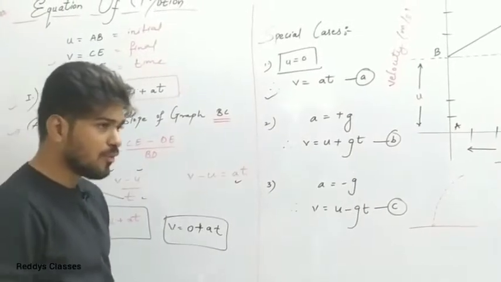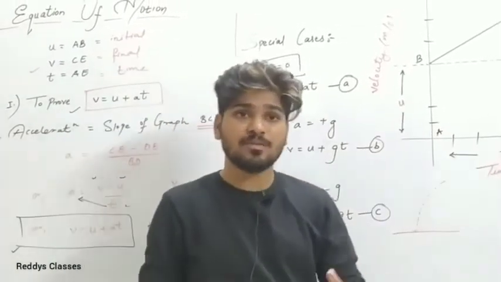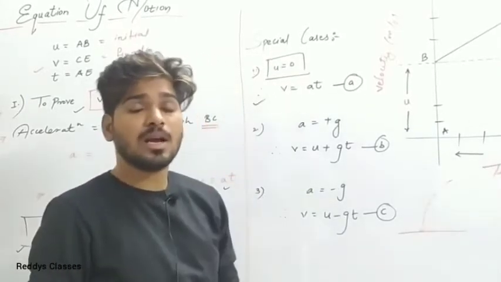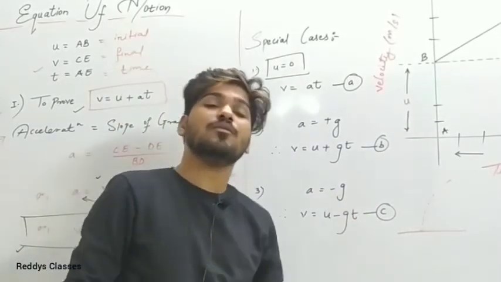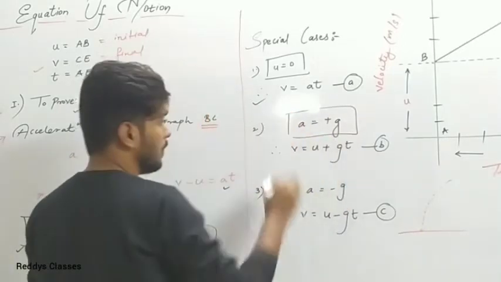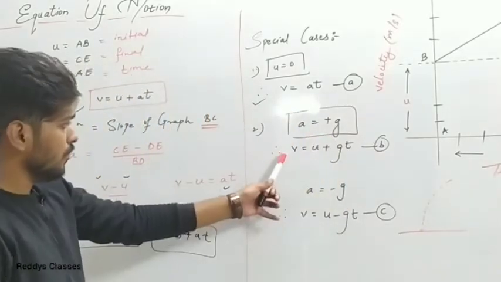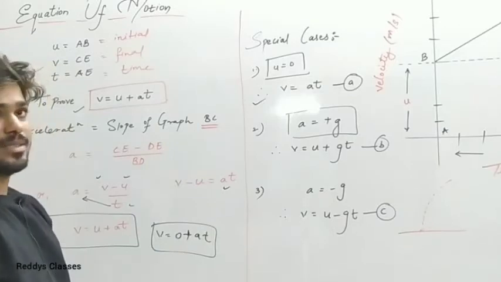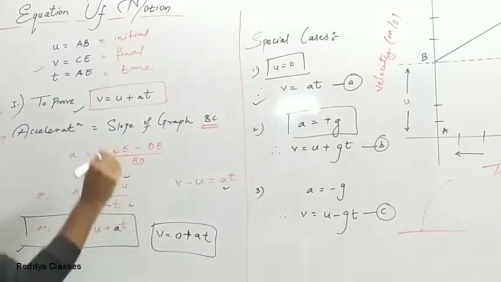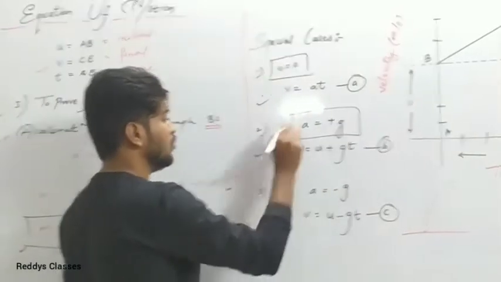Secondly, if an object is under the influence of gravity, where the acceleration is related to gravitation, then the acceleration is taken as G. So V is equal to U plus GT. A is converted to G, the gravitational acceleration. Clear? Now we have V is equal to U plus GT.